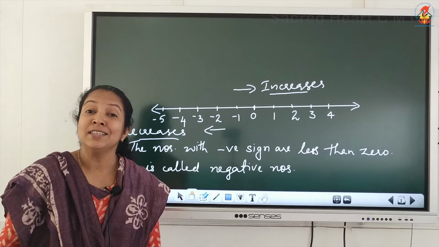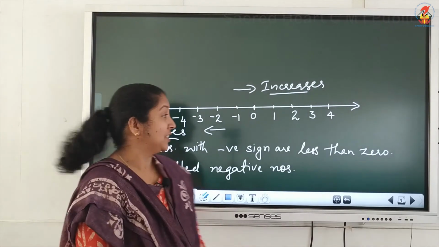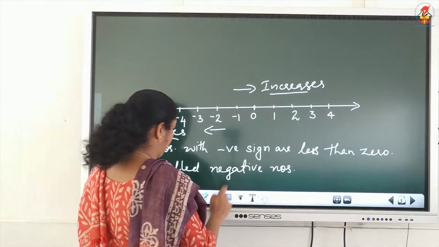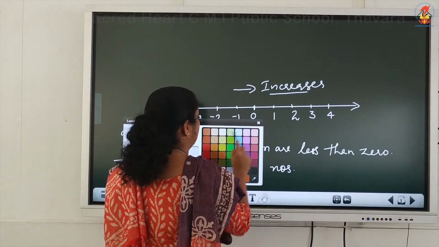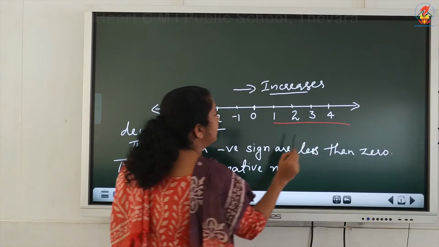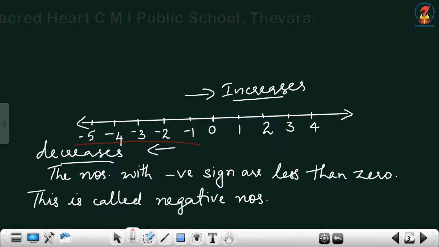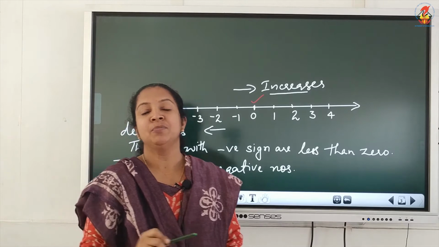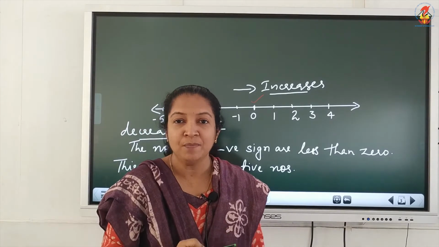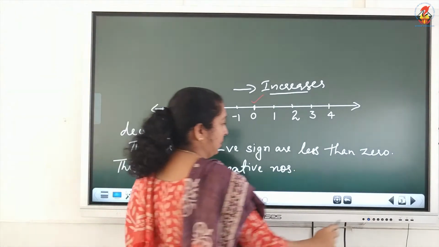And what we are learning is integers. Integers means positive numbers, negative numbers and 0 together form integers.